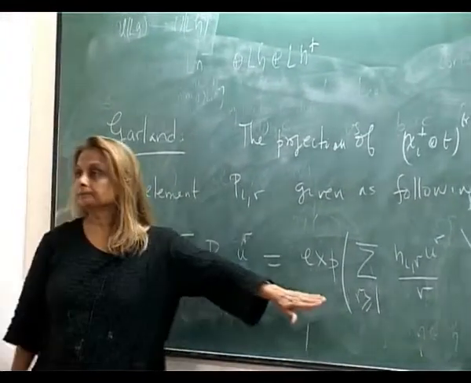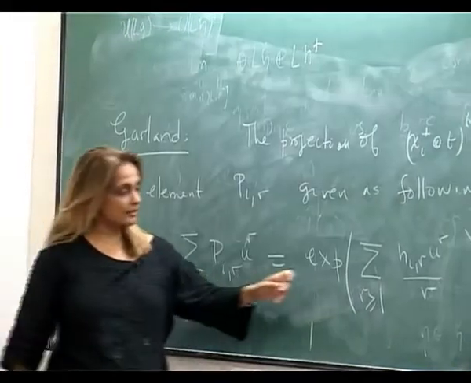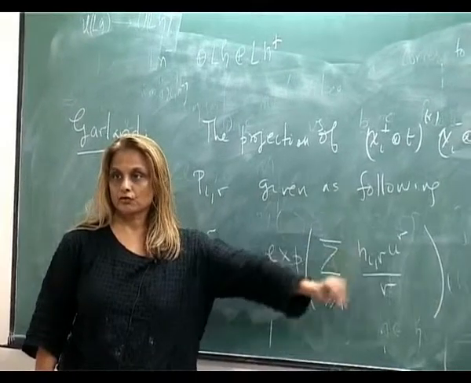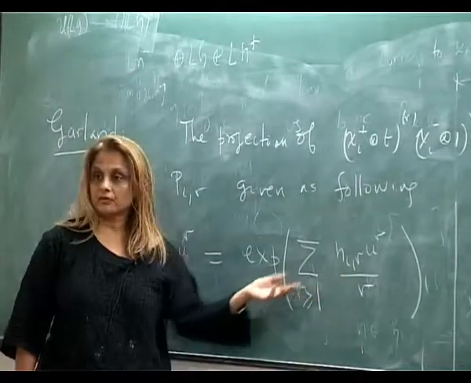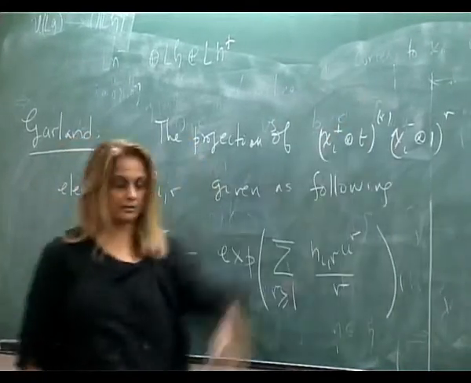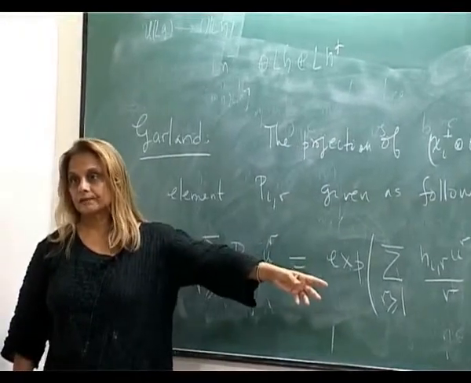So what does this mean? This is a power series. This is a formal exponential. So you just think of it as 1 plus this infinite sum plus the square of the infinite sum and so on. And you equate coefficients of u to the r on both sides. Okay?